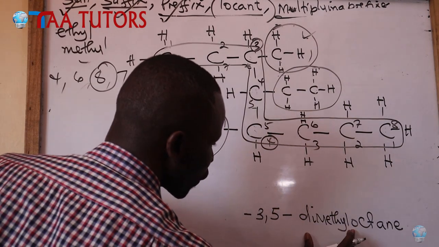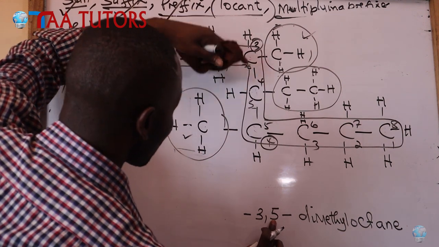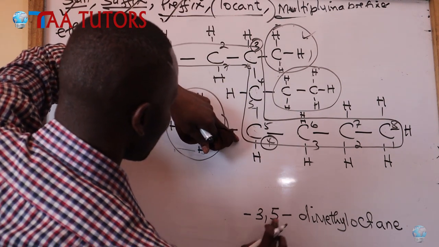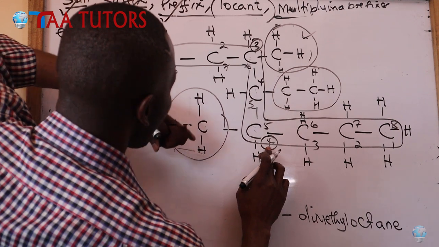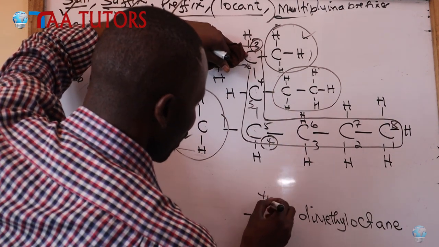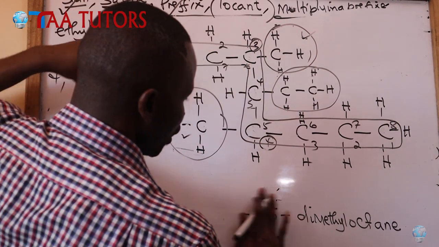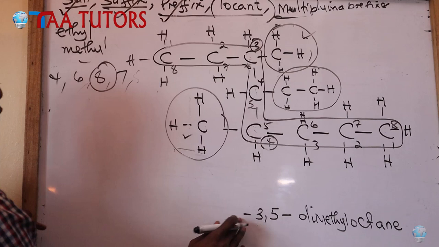There were 2 methyls. The first methyl is on the 3rd carbon atom. The second methyl is on the 5th carbon atom. If I started here, it will be 4 and 6. And we said those numbers will not be okay, because between 4 and 6 and 3 and 5, 3 and 5 is better because the smallest number is down here. So we are finished with dimethyl.